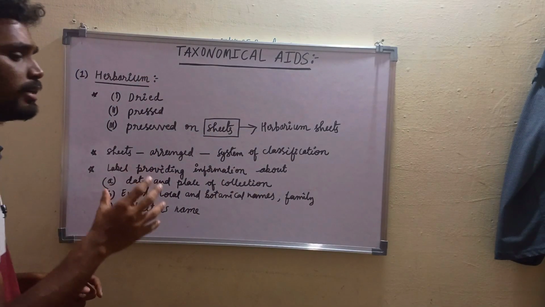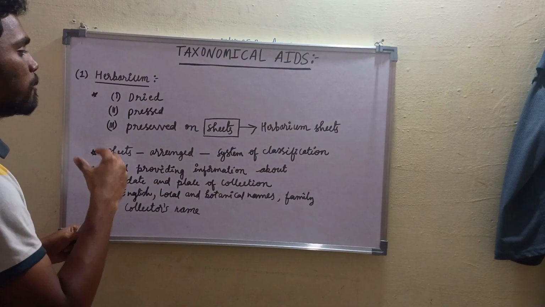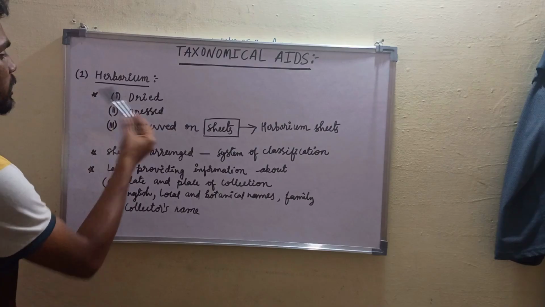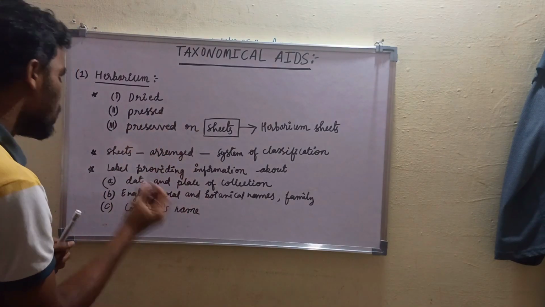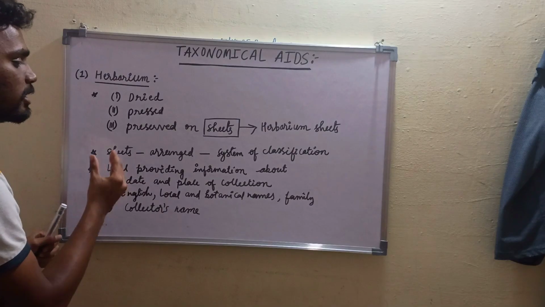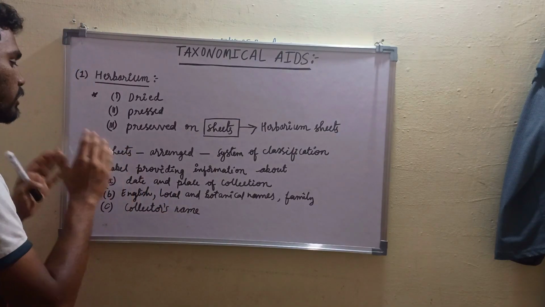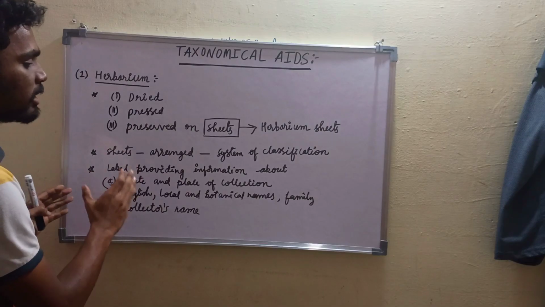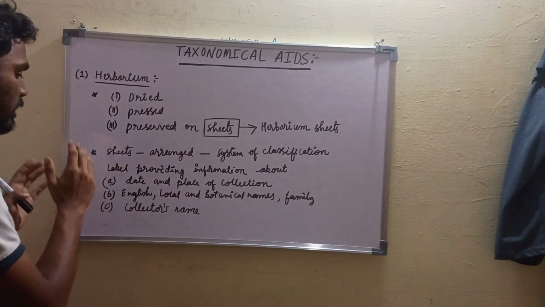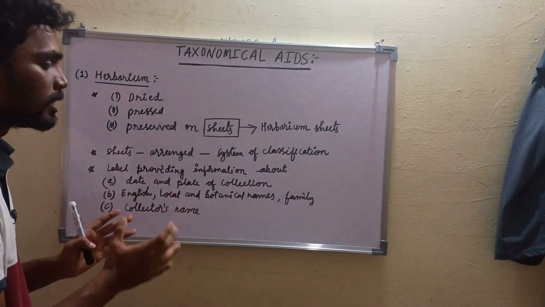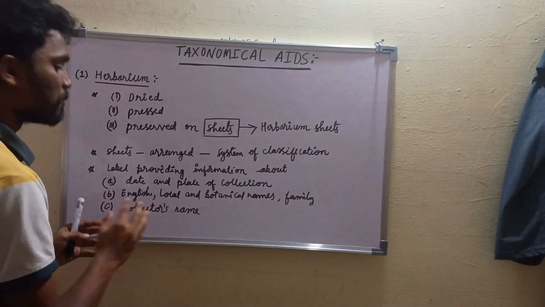Once again I am repeating, herbaria are the storehouses of preserved plant specimens which are dried, pressed and preserved on sheets. These sheets are called herbarium sheets, and the sheets are arranged into a universally accepted system of classification. Each sheet also contains a label providing information about the date and place of collection, then English, local and botanical names and its family, and finally it also contains the collector's name.